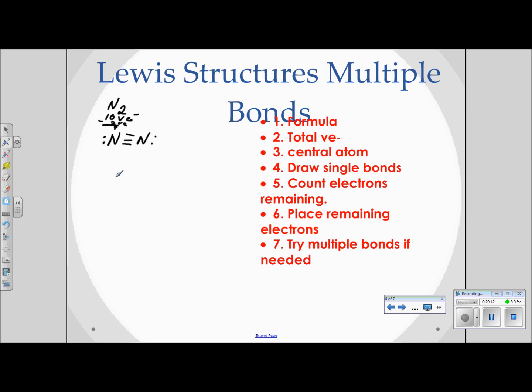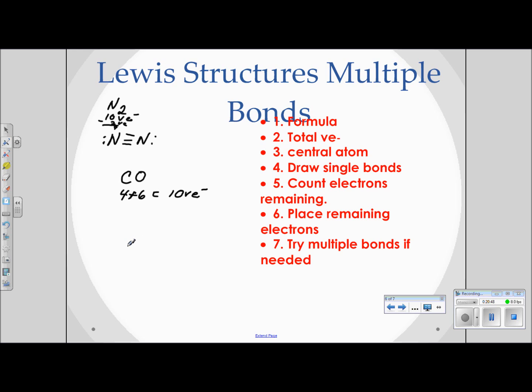Let's try another example. And this time we are going to try carbon monoxide, CO. Again, we are going to determine how many valence electrons. I'm sorry, I'm still in the last example. Carbon has 4 valence electrons, and oxygen has 6 valence electrons. So we're going to add these up, and we have 10 valence electrons amongst them.